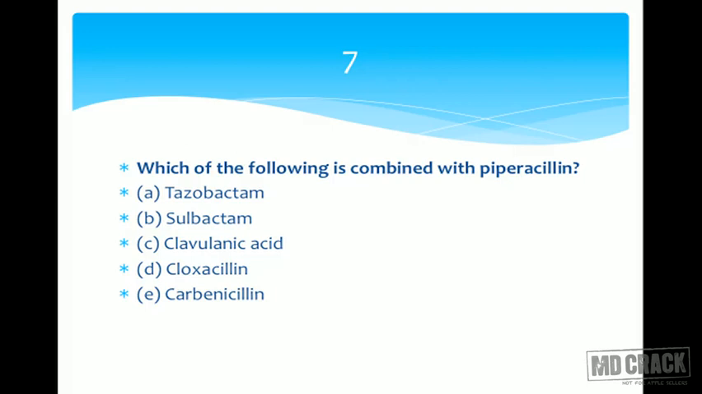So you have to have a beta lactamase inhibitor like tazobactam or sulbactam, which has to be injected. And between sulbactam and tazobactam, piperacillin combination is most commonly done with tazobactam. So please remember, piperacillin tazobactam combination. I showed you the answer. That's A, tazobactam. Let's move to the next question.